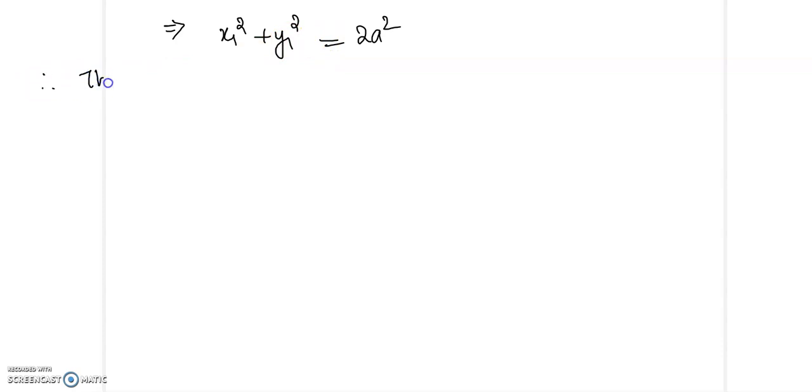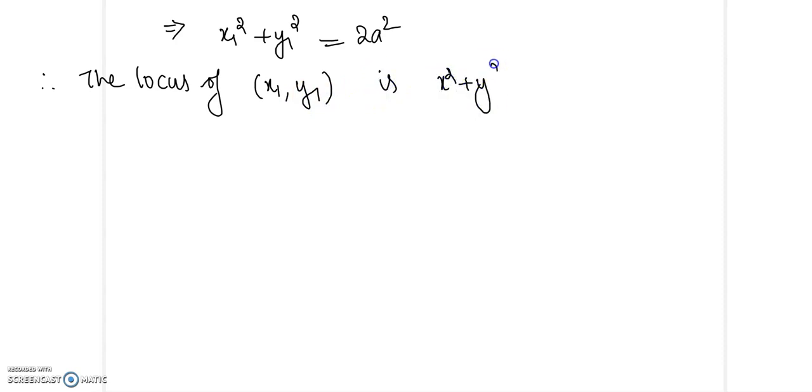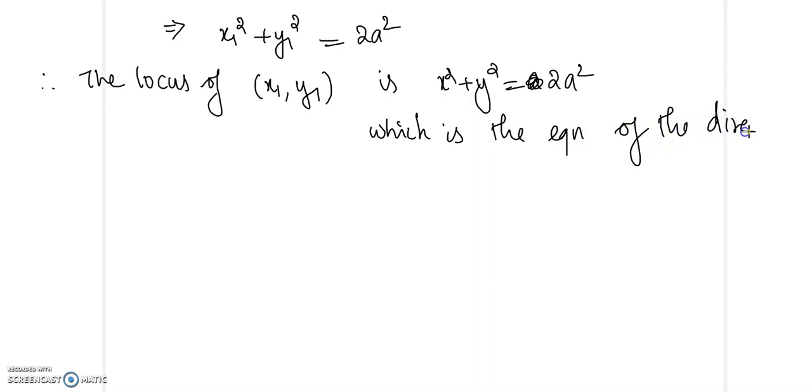So therefore the locus of x1, y1 is x square plus y square equal to 2a square, which is the equation of the director circle. So when you are having a circle x square plus y square equal to a square, if you have a circle of radius a, then the director circle will have radius root 2a. So they will be concentric circles. One has radius a, the other will have radius root 2a.